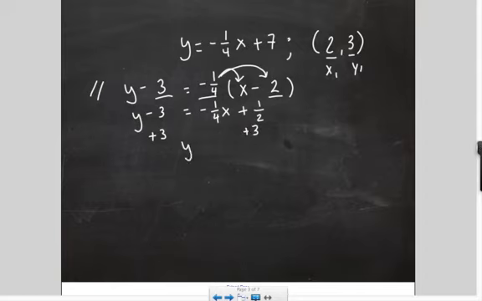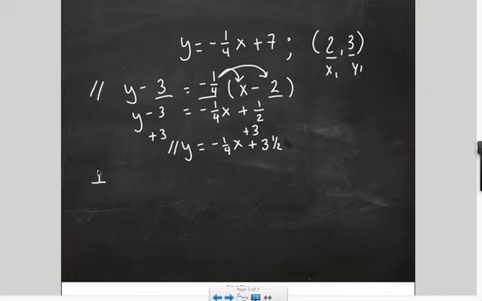When that happens, I get y equals, my slope should end up the same, so there's my -1/4. But if I take 1/2 and I add 3, I get 3 1/2, or as an improper fraction, 2 times 3 is 6 plus 1 is 7, 7/2. So there would be my parallel line.